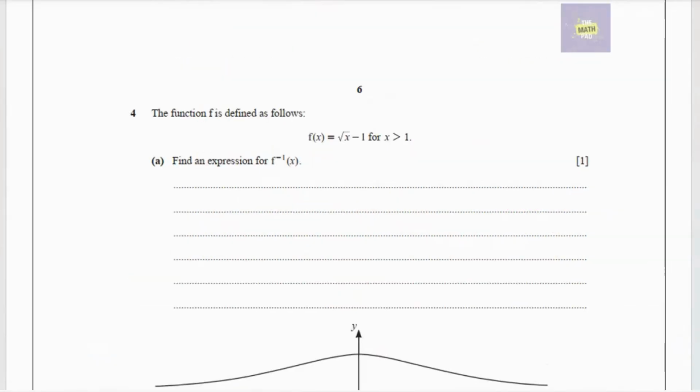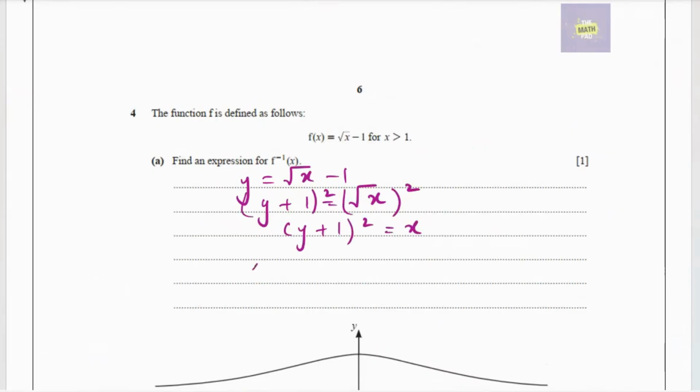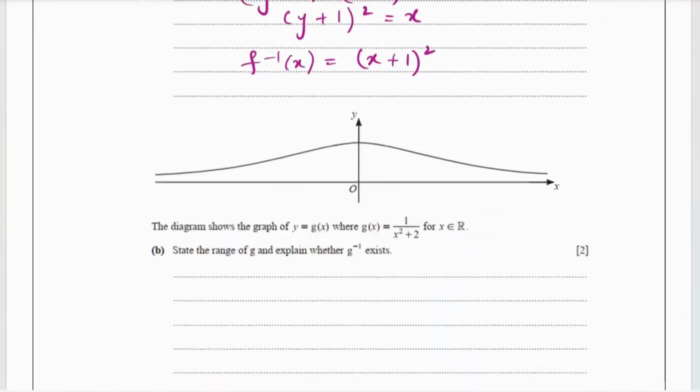Then it says the function f is defined as follows. f of x equals root of x minus 1 for x greater than 1. Find its inverse. y equals root of x minus 1. y plus 1 equals root of x. Square both sides to get rid of the root. So that's going to be y plus 1 whole squared equals x, which means f inverse of x is going to be x plus 1 whole squared. That is your expression for the inverse of the function.